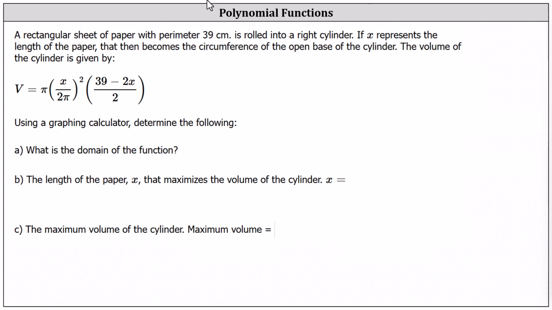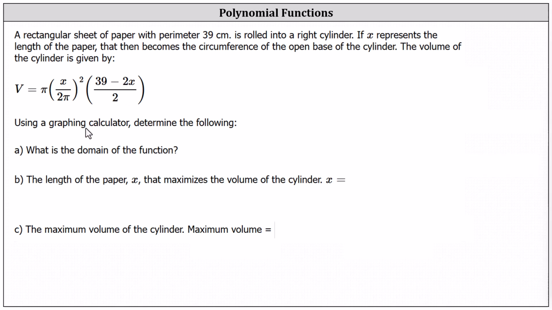A rectangular sheet of paper with perimeter 39 centimeters is rolled into a right cylinder. If x represents the length of the paper, that then becomes the circumference of the open base of the cylinder. The volume of the cylinder is given by V equals pi times the square of x divided by 2 pi, times the quotient of 39 minus 2x and 2.